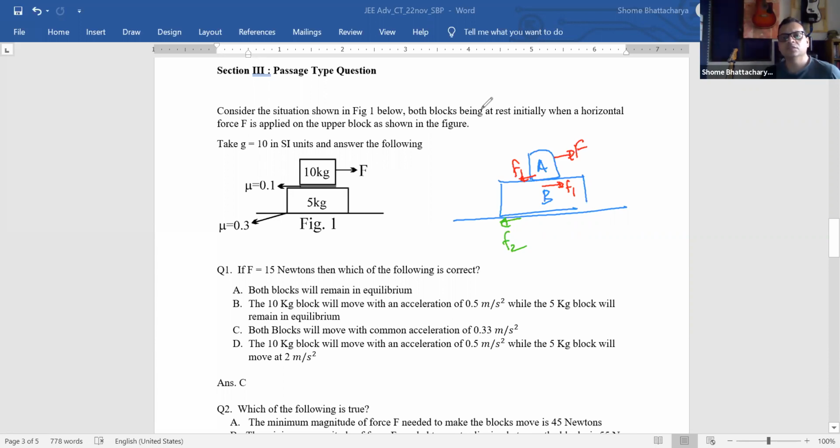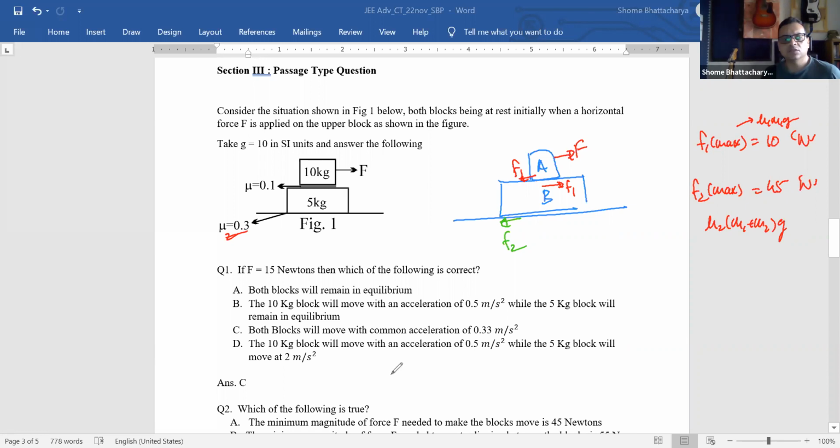So first thing we need to do is calculate F1's maximum value. That is 0.1 into 100, so that's 10 newtons. So this will be mu1 m1 g. And we need to calculate F2's maximum value, which will be the coefficient of friction mu2 into the sum of the weights. That is 150 into 0.3, so that is 45 newtons. So these are the maximum frictions.